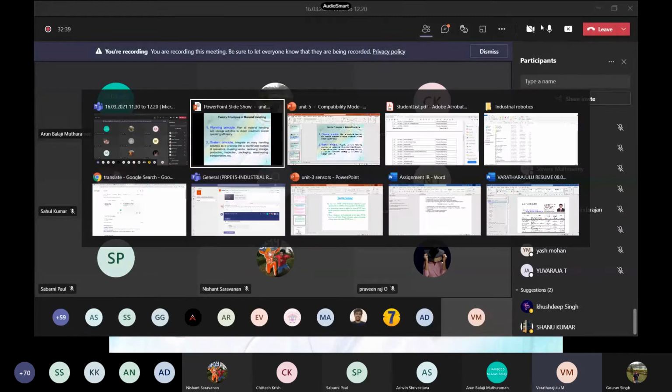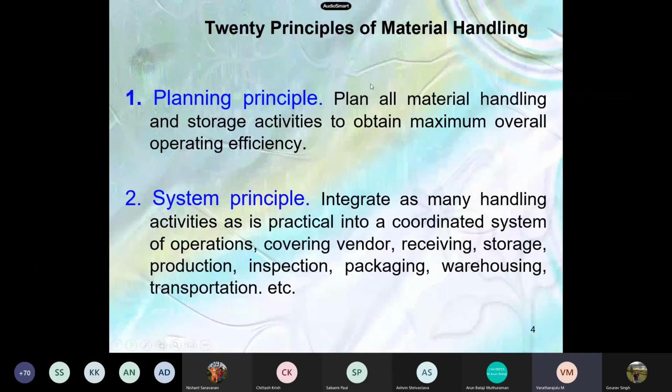Okay, we'll talk about the material handling system principles, and we'll again come back to current affairs when time permits. There are 20 principles we need to remember during material handling. The first one is the planning principle: plan all material handling and storage activities to obtain the maximum overall operating efficiency. That has to be performed not only in material handling, in all things we need to plan in order to utilize the optimum benefits.